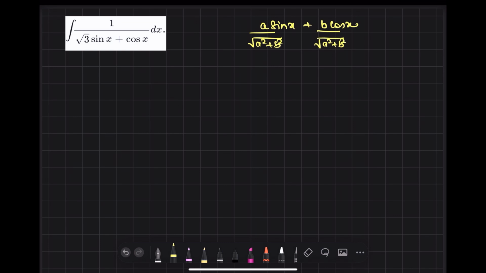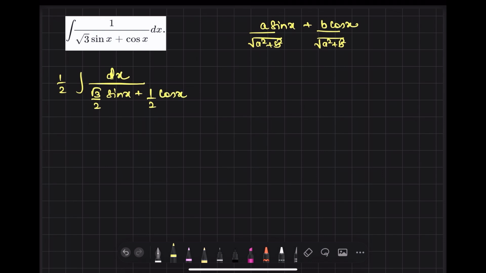Now, same way over here, you have a as √3, so the square is 3, 3 plus 1 is 4, so root 4 is 2. So we will multiply and divide by 2. So the integration of 1 by 2 times (√3/2 sin x + 1/2 cos x) dx.